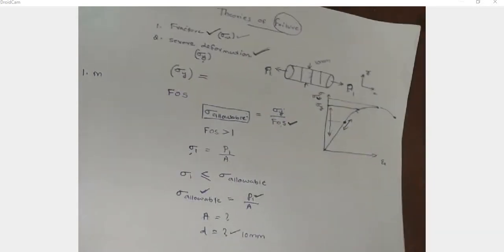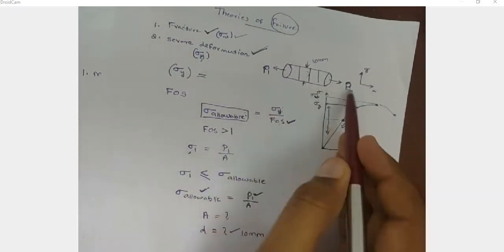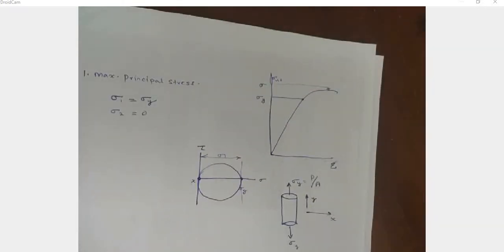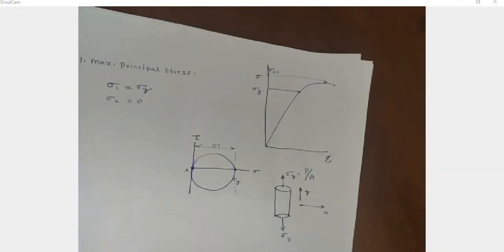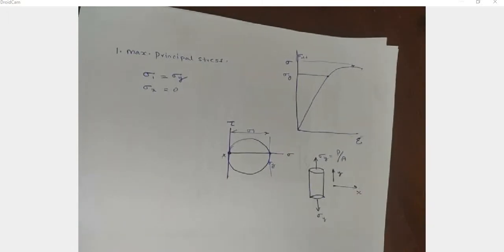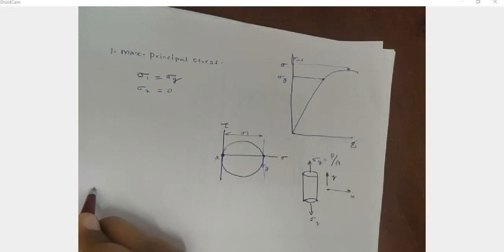In the case of uniaxial stress, the applied stress is equal to the principal stress. So we got the maximum principal stress. Based on the maximum principal stress, we can design this member. Okay, next, what is the maximum shear stress? Maximum shear stress.